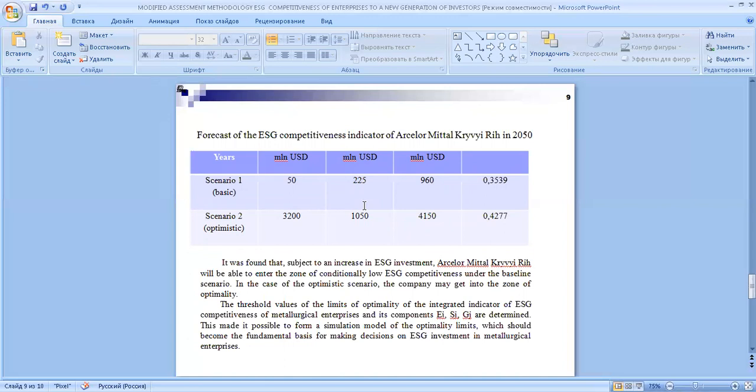The threshold values of the limits of optimality of the integrated indicator of ESG competitiveness of metallurgical enterprises and its components are determined in the article. This made it possible to form a simulation model of the optimality limits, which should become the fundamental basis for making decisions on ESG investments in metallurgical enterprises.